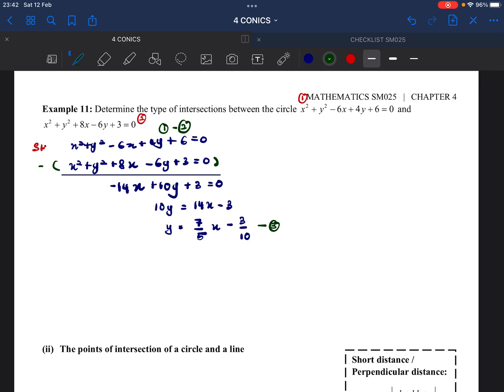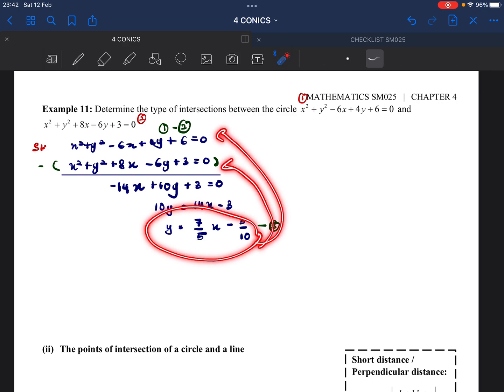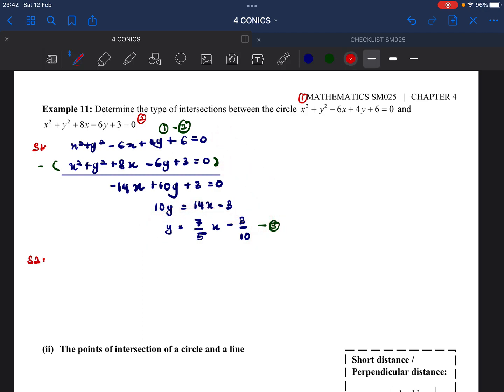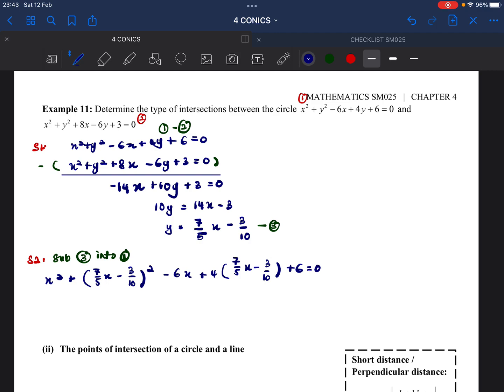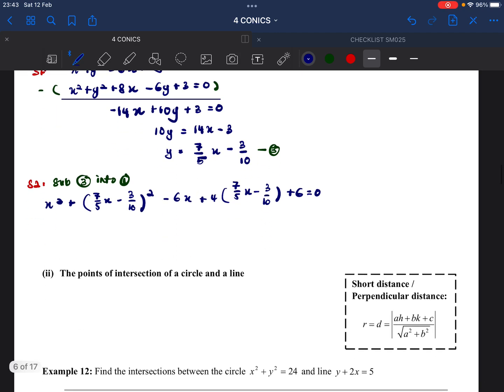The second step is to substitute the third equation into either one of these equations. So step 2 here is to substitute 3 into 1. So let's write that down. Substitute 3 into 1. So we'll have x squared plus (7 over 5 x minus 3 over 10) squared minus 6x plus 4y, which is 7 over 5 x minus 3 over 10, plus 6 equals 0. You can expand everything, rearrange everything, and you are going to get 296x squared minus 124x plus 489 equals 0. That is your step 3, to get the quadratic equation.